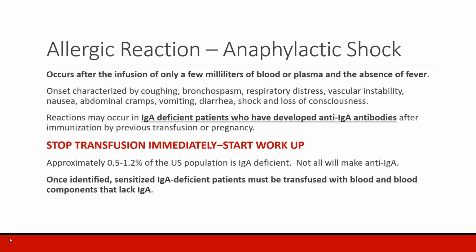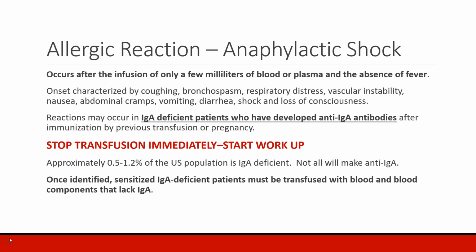The most feared type of allergic reaction is anaphylactic shock. This occurs after the infusion of only a few milliliters of blood or plasma and the absence of fever. The onset is characterized by coughing, bronchospasm, respiratory distress, vascular instability, nausea, abdominal cramps, vomiting, diarrhea, shock, and loss of consciousness. And the respiratory is the most concerning because these antibodies cause swelling or edema of the tissues, especially in the lungs and the throat, and the face swells up.